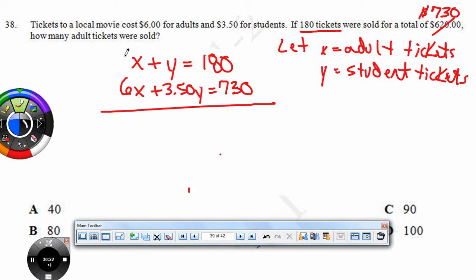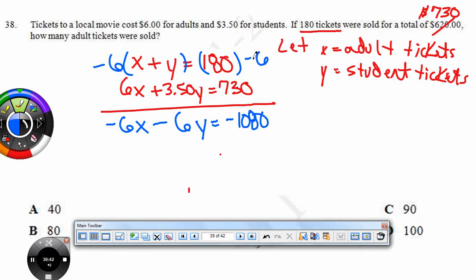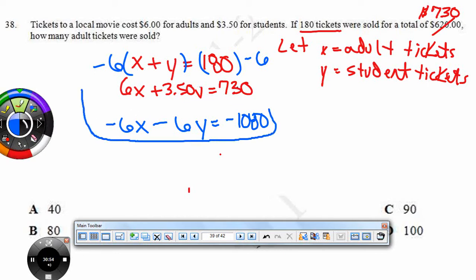So I could multiply this equation by -6, and that would make it -6x, and this top equation would be -6y, and then this would be -1080. That's what these two multiplied together would be. So let me get rid of this line, because the two that I actually want to add together are these ones. Because now they will have opposites. Notice the x's are opposites, so we can now add these together.